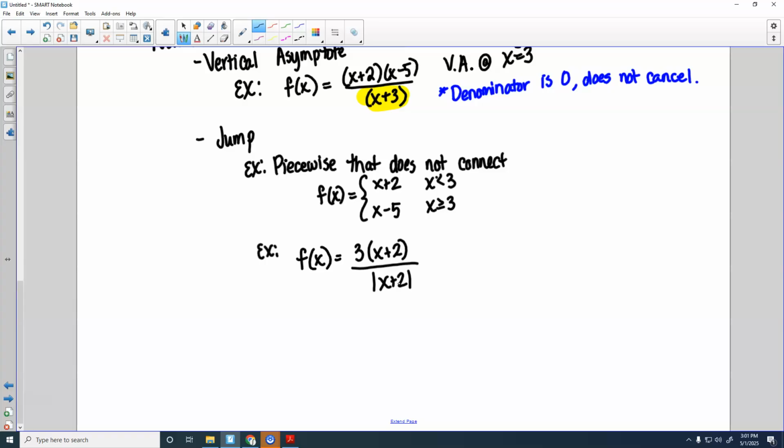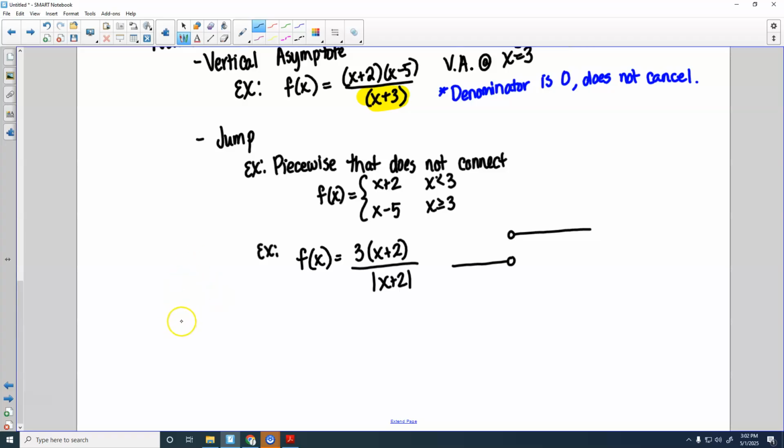If stuff almost cancels, but there are absolute value bars, what's going to happen most of the time is that the graph is going to look like this. It's going to be like a horizontal line until it gets here, and then it's going to jump up here like this. So that's going to be a jump in the graph. That happens whenever stuff would cancel, but you've got absolute value bars. That's a really specific example, but they love to throw it on there. So both of those would be jumps.